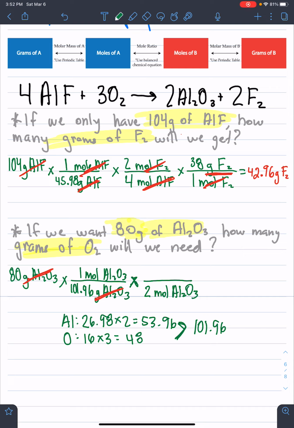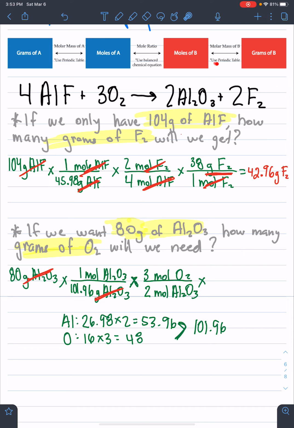Now on top, we need to get to the moles of what we're trying to get to, so we're going to grams of O2, so we need to get moles of O2 on top. So again, we use our equation, we see there's 3 moles of O2, so 3 moles of O2 is going to go on top. Alright, we're almost there, we got to moles, so now we're going to try to go and get it to grams.